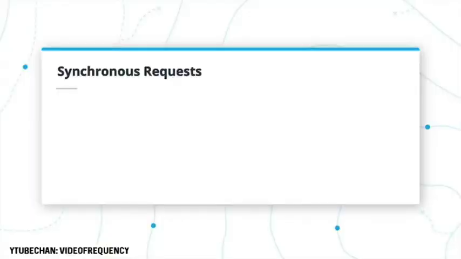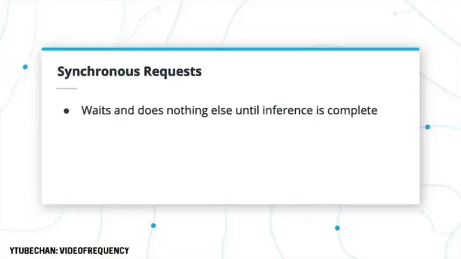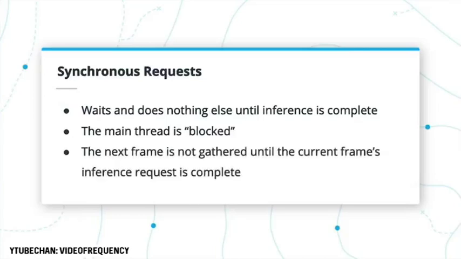Let's check out the differences between synchronous and asynchronous requests. Synchronous means to wait and do nothing else for the inference response to be returned. The main thread is blocked in synchronous, meaning that only one frame is going to be processed at once. The next frame is not gathered until the current frame's inference request is complete.